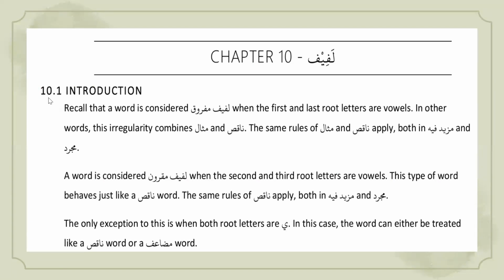Now we are going to learn the surf changes that occur in lafif mafrooq words and lafif maqroon words. If you look at lafif mafrooq, like waqa, you have waw, qaf, and ya. Waw is a weak letter, so by definition it's a misal also, because the first letter is waw. And it is a naqis also because the last letter is a weak letter.